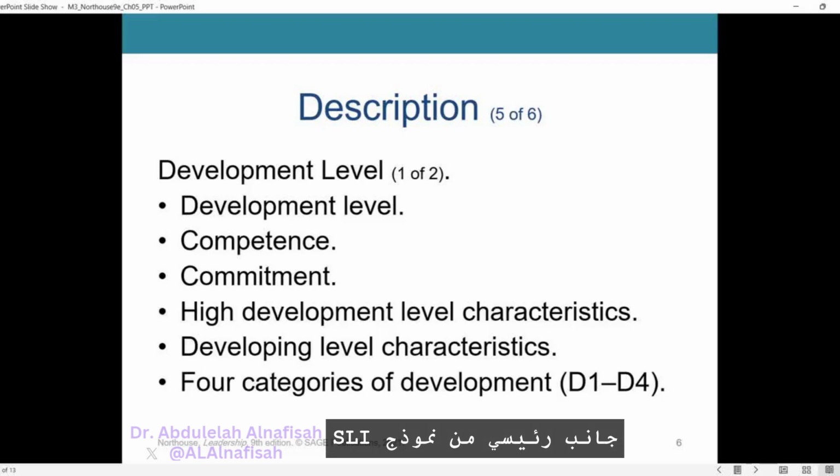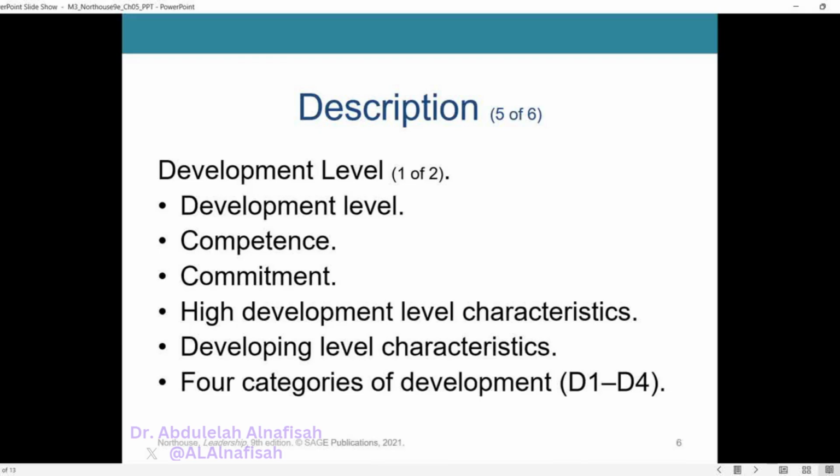A key aspect of the SLII model is the development level of followers, which reflects their competence and commitment to achieve specific goals. This concept indicates whether followers have mastered the necessary skills and possess a positive attitude toward the goal. Followers can be categorized into 4 development levels.